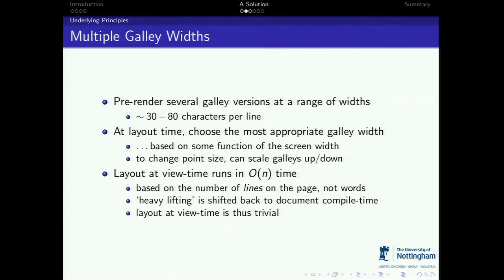If we want to change the point size, we can just scale a small galley up to create a larger point size, or scale a large galley down to reduce the point size. And layout at view time now is linear, and that is based on the number of lines on the page. Crucially, it's not the number of words or the number of letters. So it's very, very simple. And we've now shifted all the heavy lifting for the document back to compile time. So it's pretty much trivial to render the document on the device now.